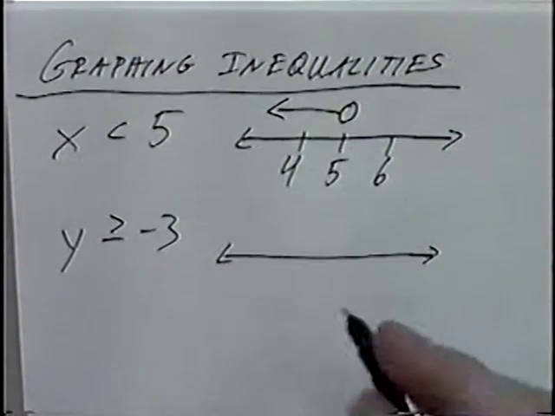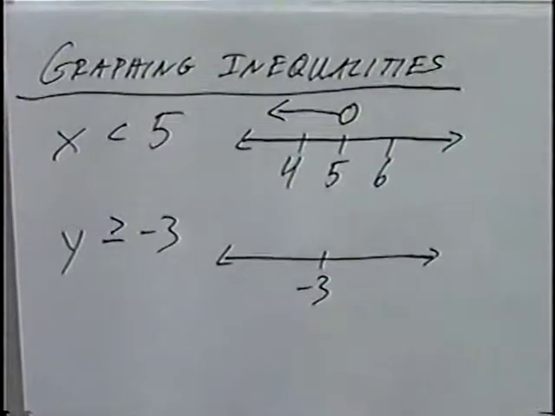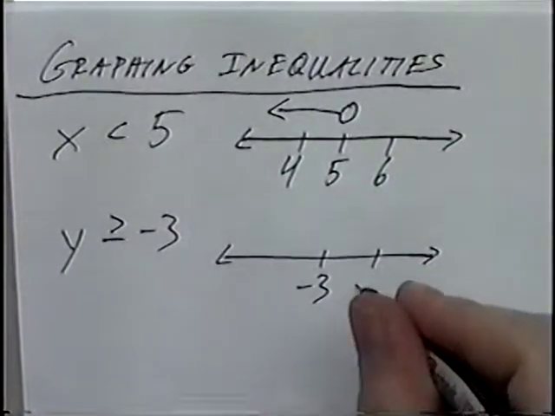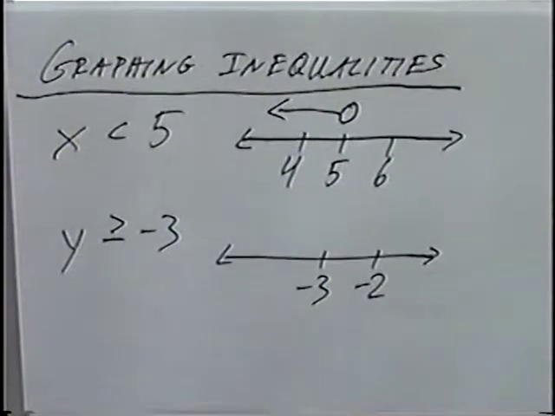The number we're graphing, -3, I'll put in the middle of the number line. And we'll put one number on the right of -3, which is -2, and one number on the left of -3, which is -4.